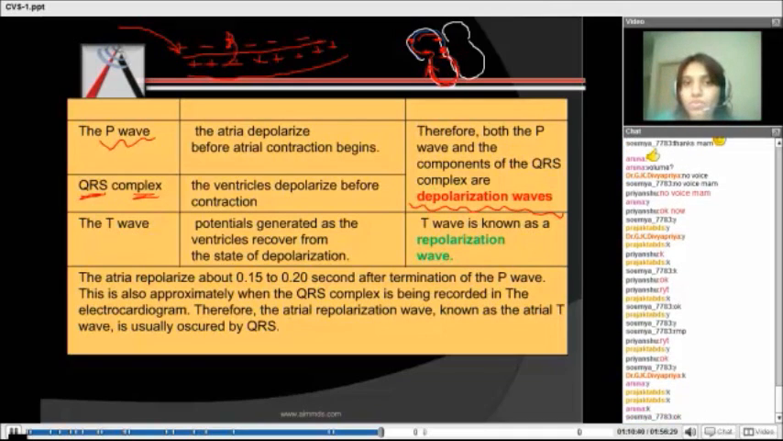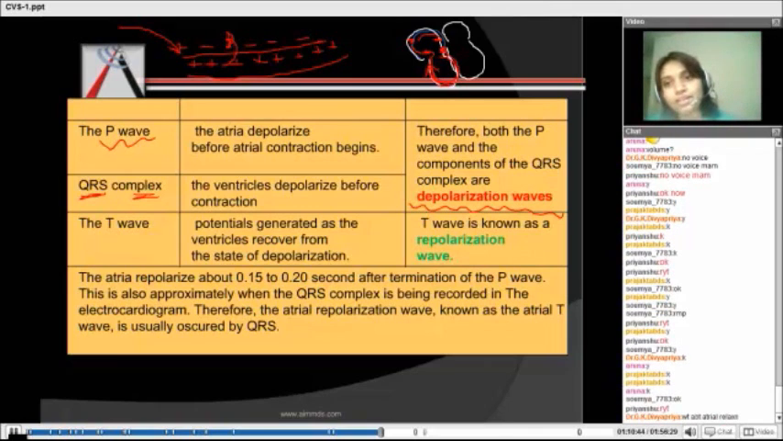Now do you remember that after any depolarization, the tissue has, just relax first. Just let's go in a sequence, Divya. Just be with me right now. Okay?